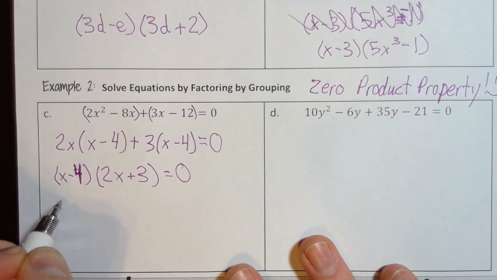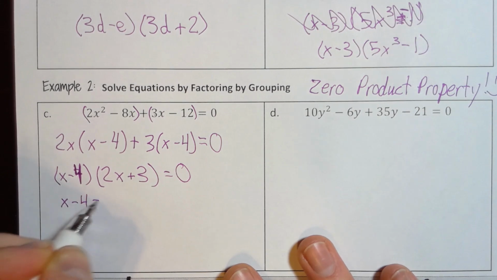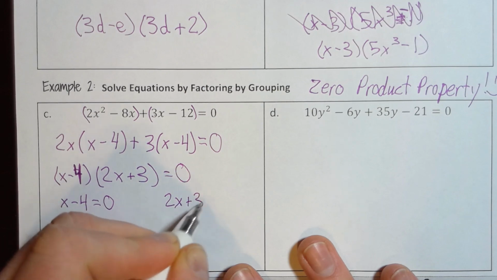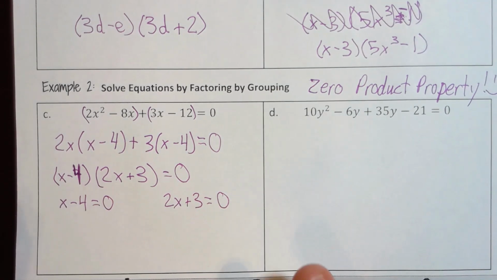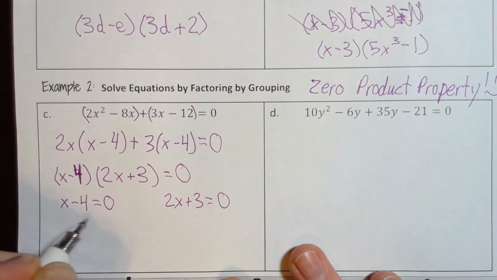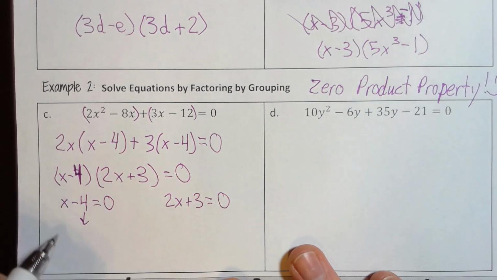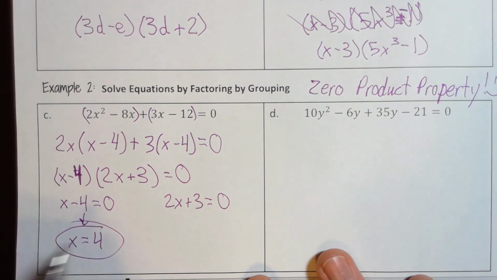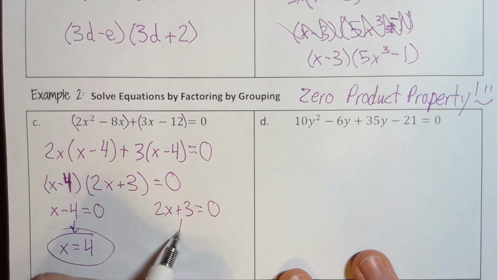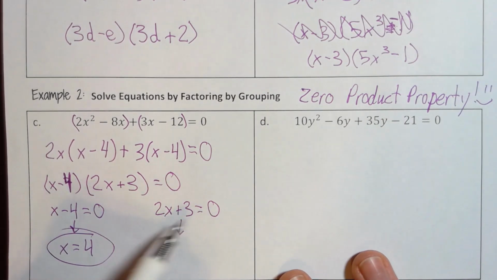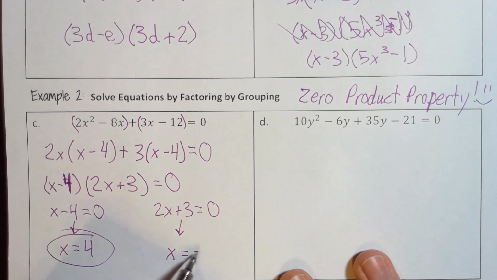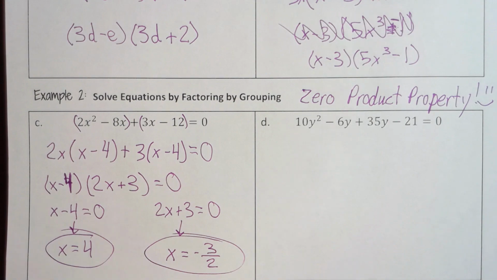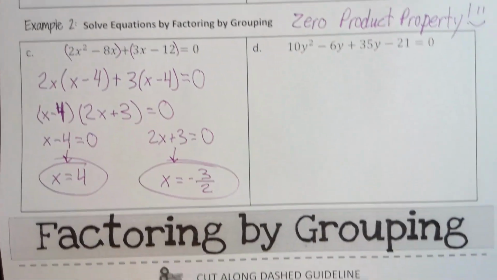Okay, so we're going to say, I need to make this equal 0, or I need to make this equal 0. Obviously, to solve this, I need to add 4 to both sides, and I get x equals 4. There's my first solution. To solve this, I need to subtract 3 from both sides and divide by 2, and I get x equals negative 3 halves. Feel free to show your work there if you need to, okay?